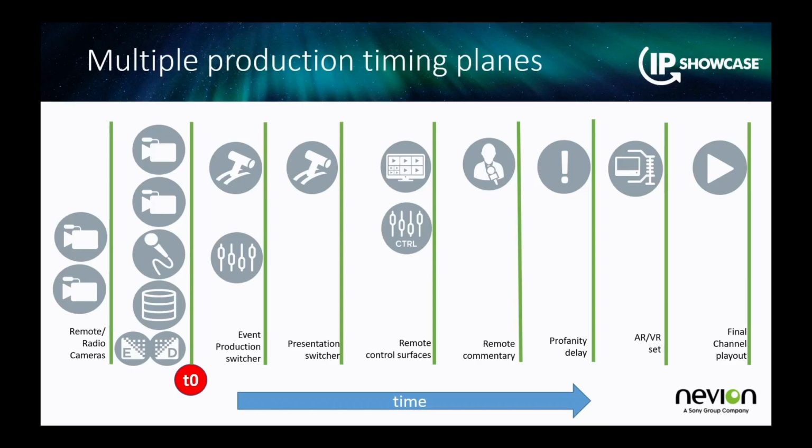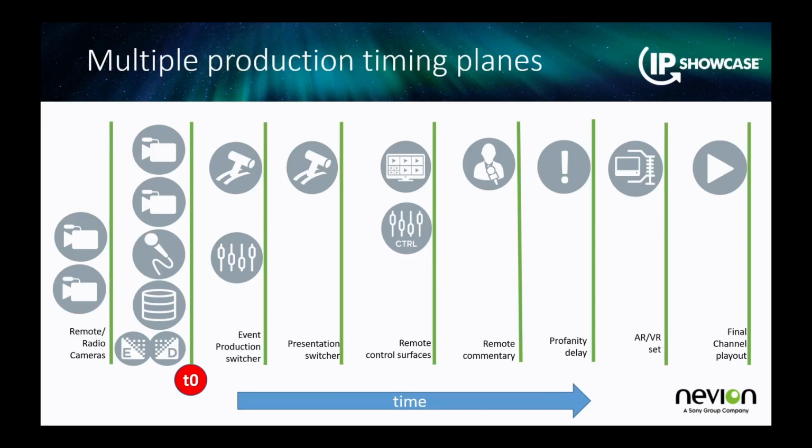Similarly, profanity delays are something you add in to help you manage the program, and you may choose to add 1 second, 2 seconds, 3 seconds of delay, of latency, intentionally, just by buffering everything into the system so you can actually weed out profanities. We also have here, as an example, augmented and virtual reality systems.